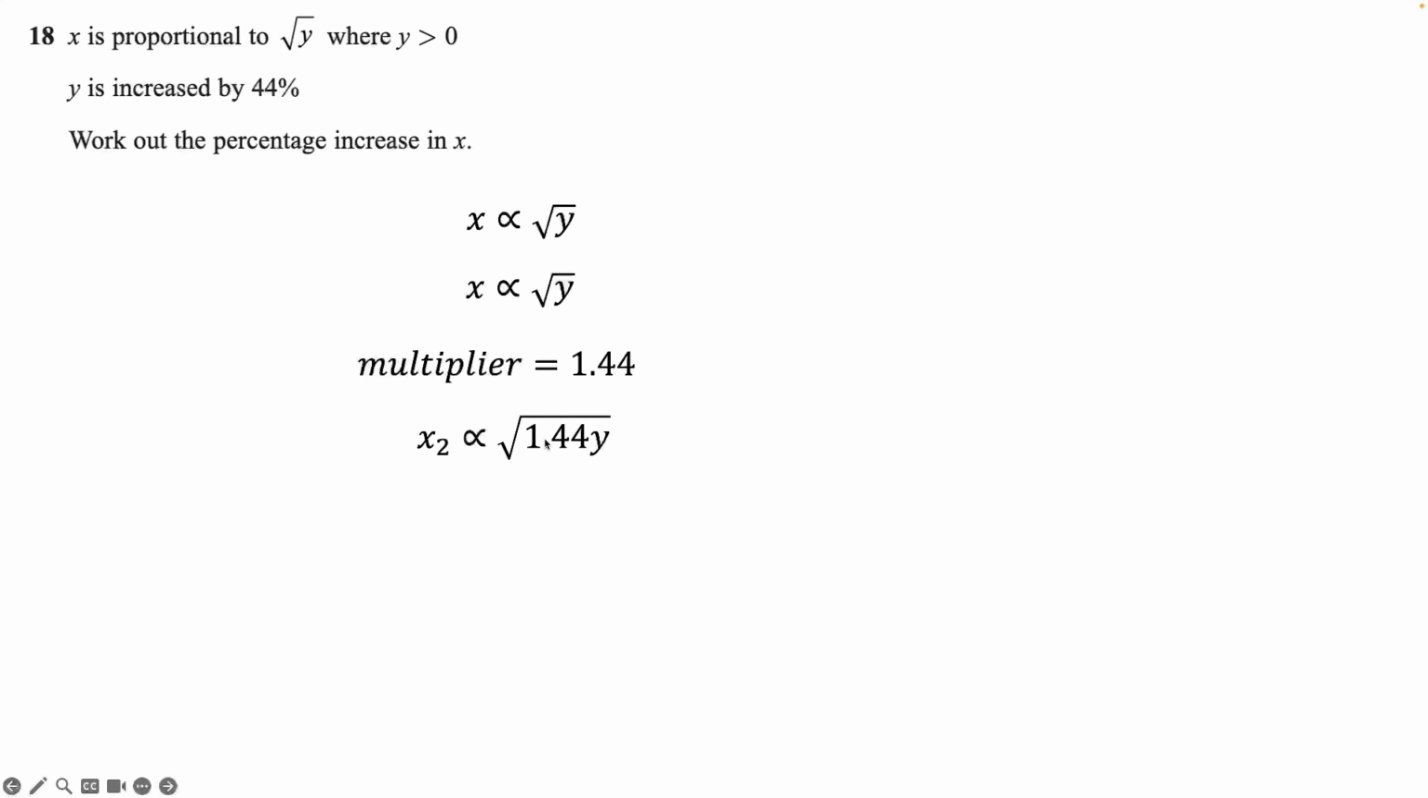Well, we can split this using our knowledge of surds to say that x2 is proportional to the square root of 1.44 times the square root of y.